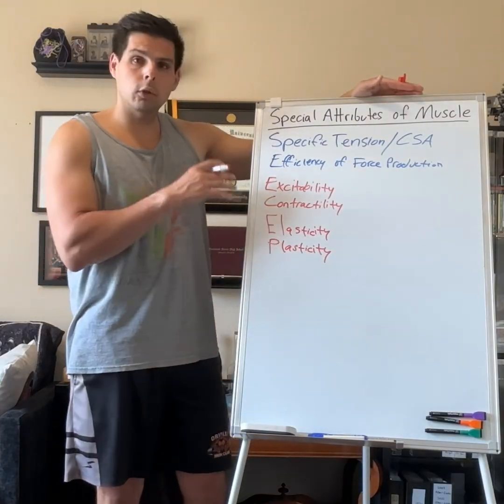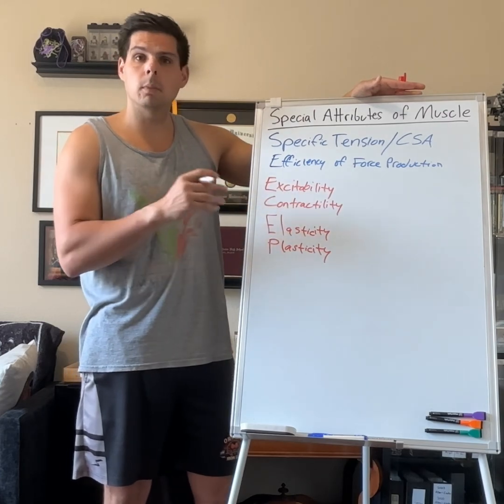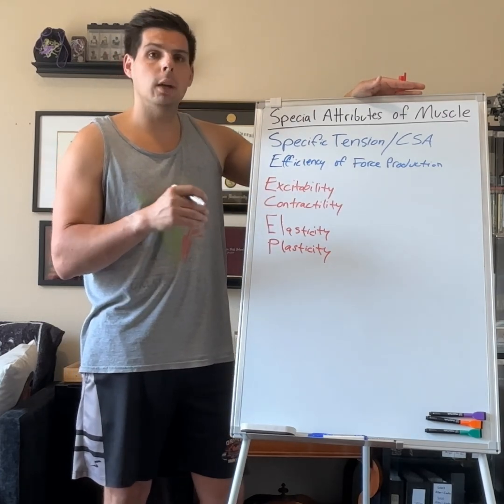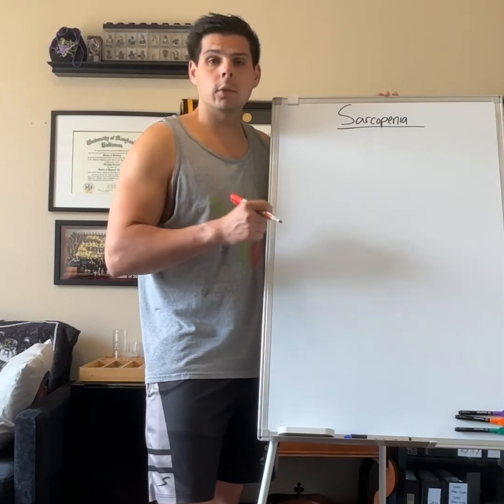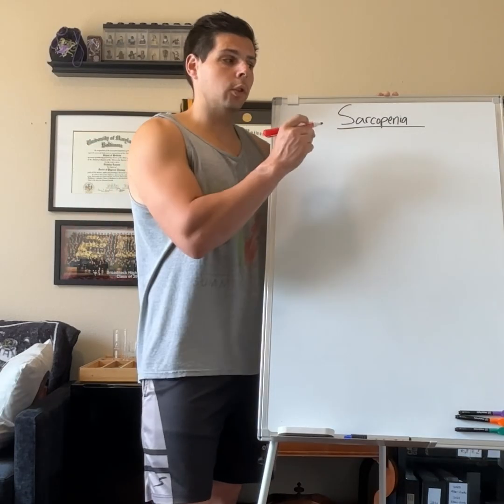So that right there is just a short list of some of the special attributes of muscle tissue that makes it special and different from a lot of the other tissues and systems in your body. The last topic for us to discuss in our video today is going to be something called sarcopenia.